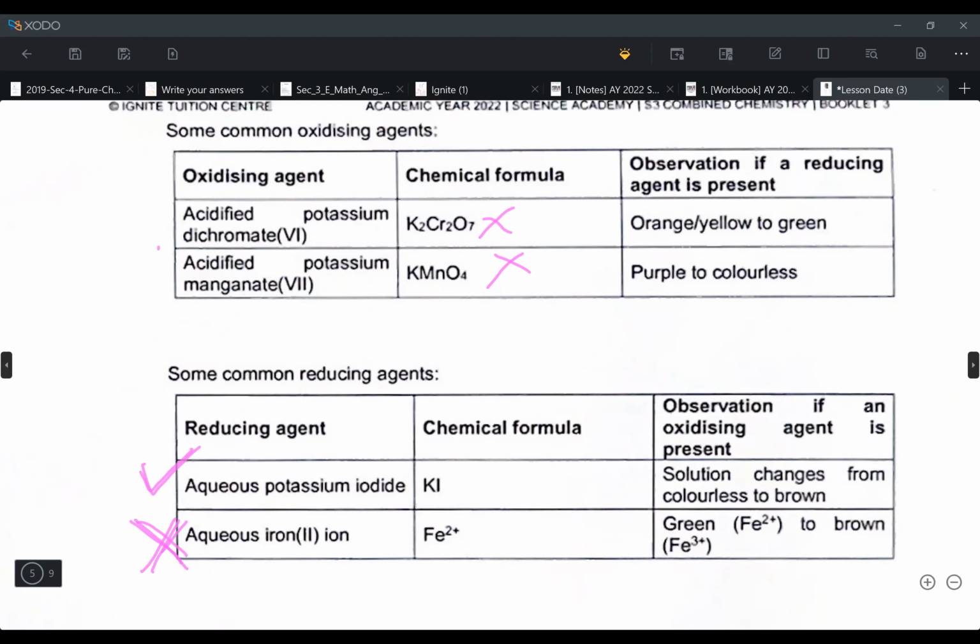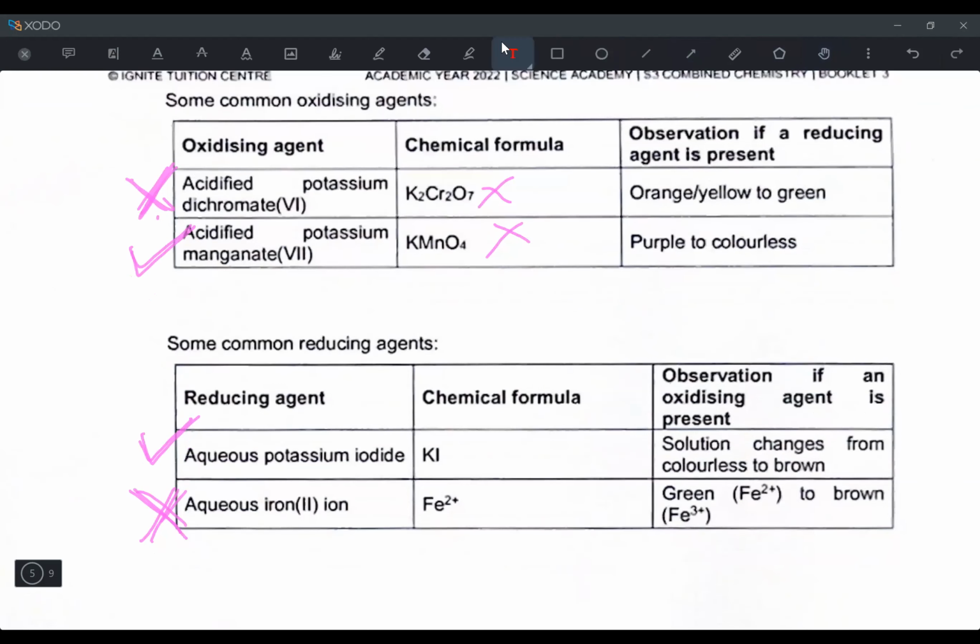Y'all give me a while, I check very fast. Combined chemistry syllabus. Yeah, okay. So you all take combined, right? For combined, you don't need to know the first one also. You don't need to know this one. You just need to know these two. So easier for you all.